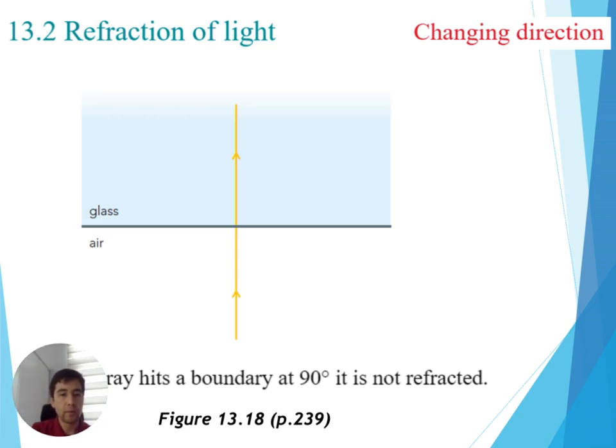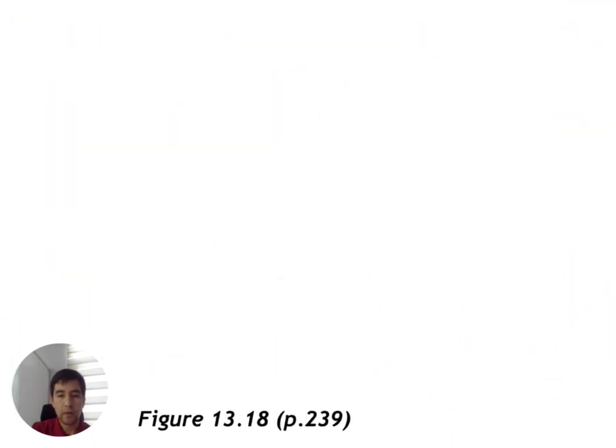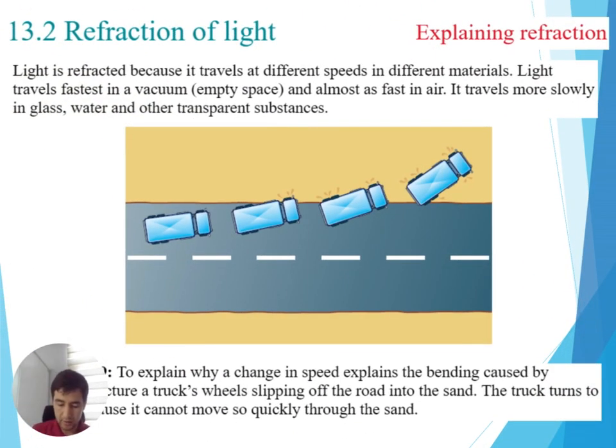Now, let me continue with the last slide. Now let's try to explain refraction. Why does refraction happen? To understand why refraction happens, my friends, the simple answer is that light travels at different speeds in different media. Light is refracted because it travels at different speeds in different materials.